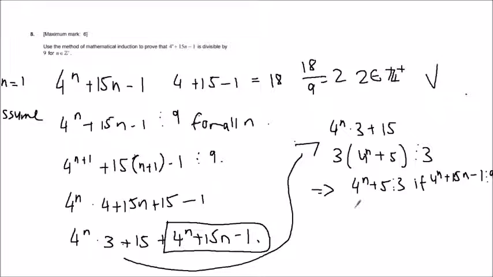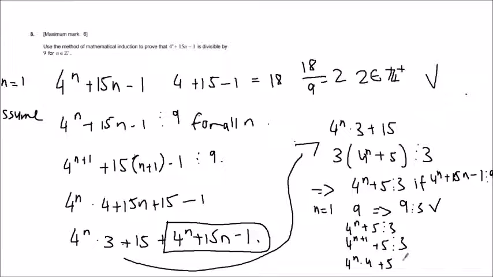So this is going to be 4 to the n. We're gonna do the base case, right? So n equals 1. We're gonna get 9, and 9 is divisible by 3. That's correct. Now we're gonna assume 4 to the n plus 5 is divisible by 3. We're gonna prove 4 to the n plus 1 plus 5 is divisible by 3. That'll give us 4 to the n times 4 plus 5 is divisible by 3.